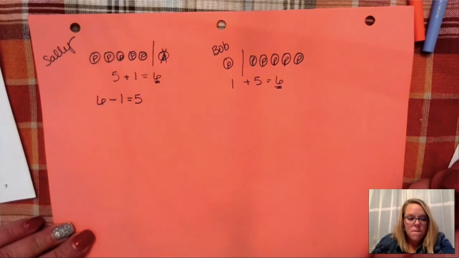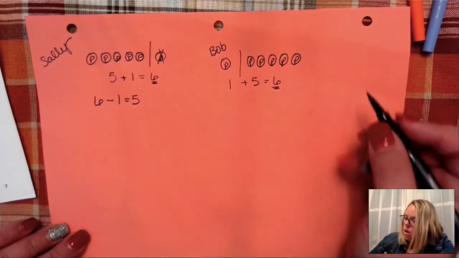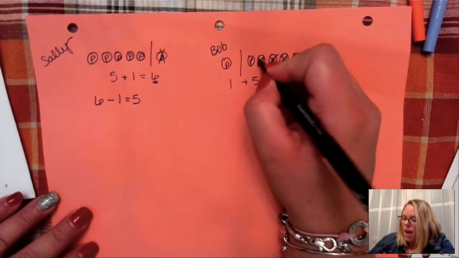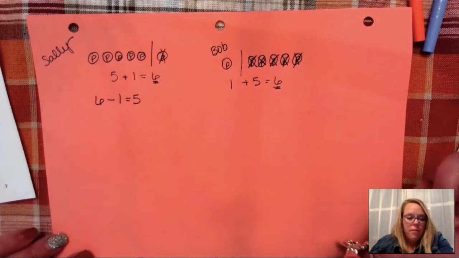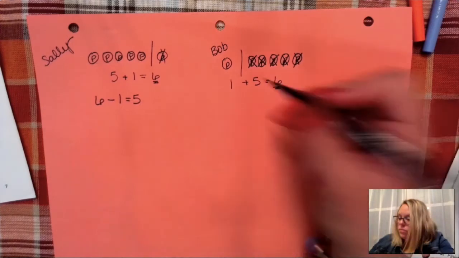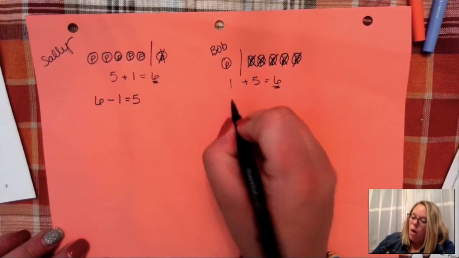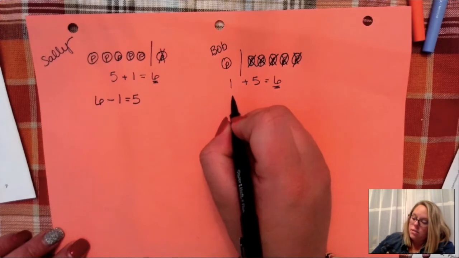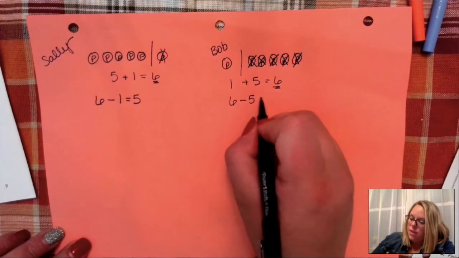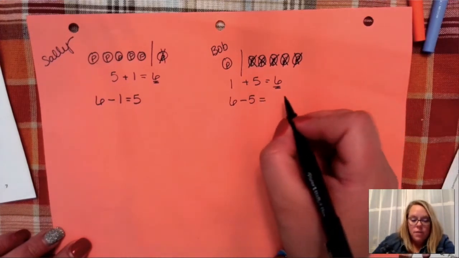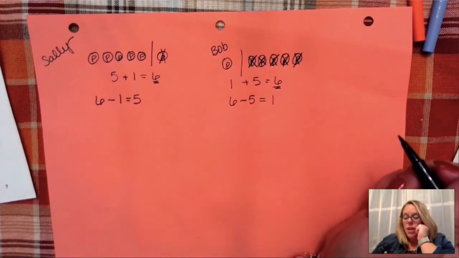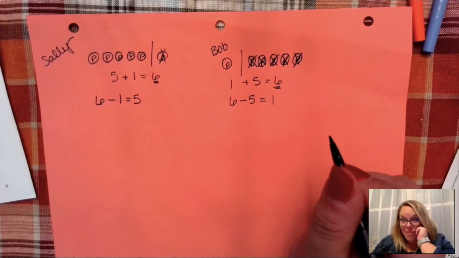Okay. Now, Bob here, he started with 6. And I'm going to get rid of 5. He got rid of 5 of his pennies. How many pennies does Bob have left? He has 1. How am I going to show that with my number sentence? Start with 6. We got rid of 5. So 6 minus 5 equals, how many are left? 1. 1 is left.